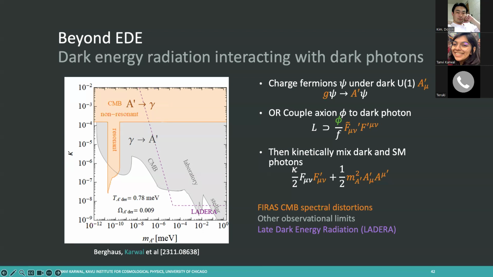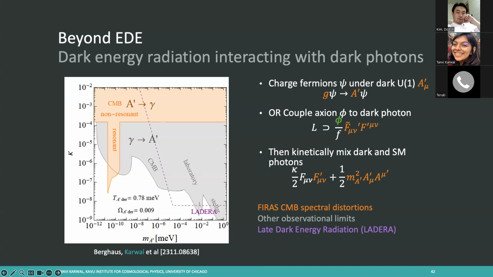There are already good constraints on these sorts of dark photons from FIRAS, which I never remember the full form of. It is the Far Infrared Absolute Spectrometer. But this is what was attached to the COBE CMB experiment. So these are really old constraints that we haven't repeated. But this is coming from the black body spectrum of the CMB. Resonant scattering is just coming from the photon plasma mass, which will give you a resonant scattering. So you get a slightly better constraint right here.